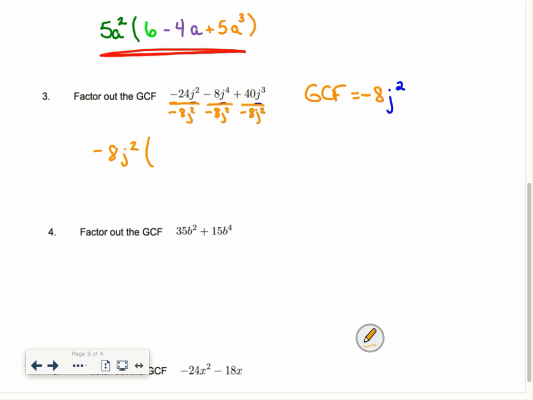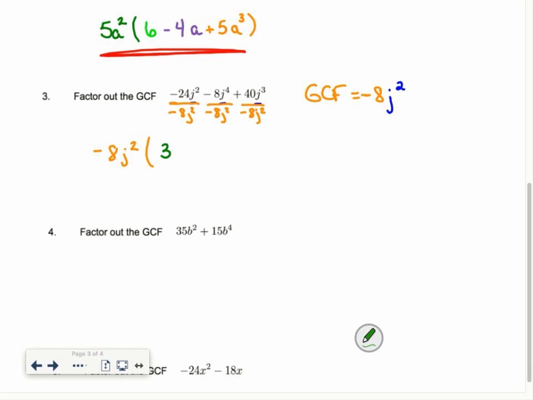So negative 24j squared divided by negative 8j squared. Negative 24 divided by negative 8 is a 3. J squared divided by j squared is 1, so the j goes away. It's not always the case that the first one is going to lose that variable, but in this case it's happening.